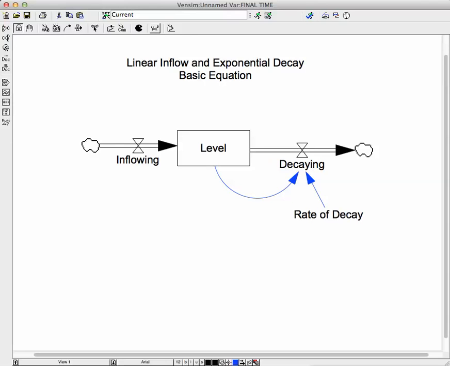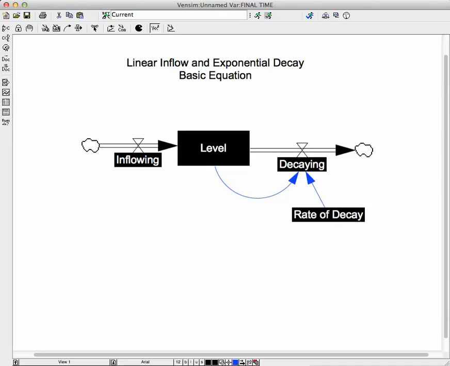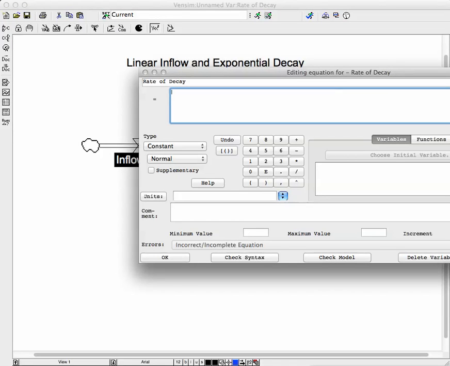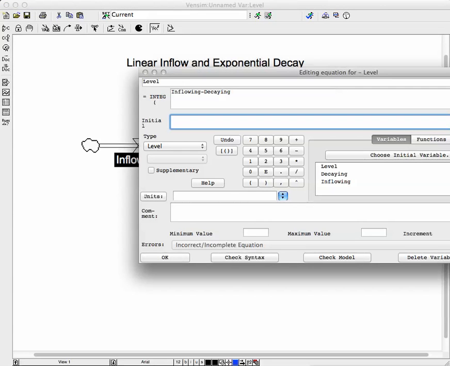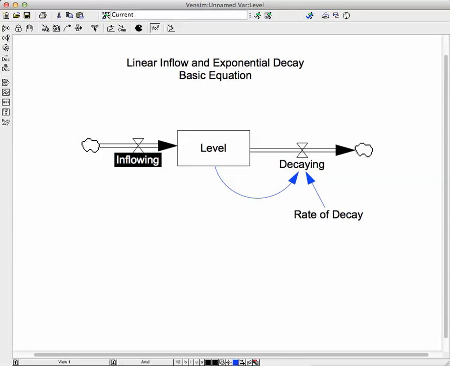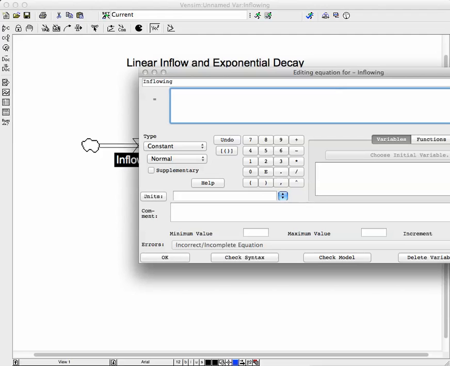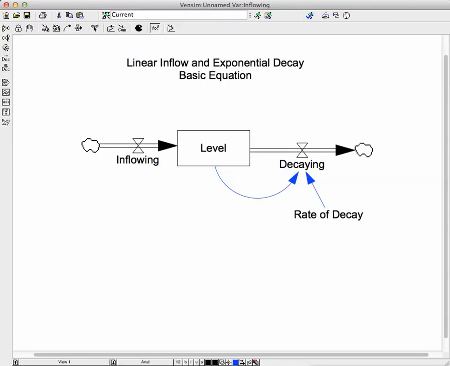So the equations we're going to check the equations here. So we're going to have a rate of decay of some number, let's say 5. And then we're going to put in the equation. We're going to take the level and divide it by the rate of decay. The level, we need a non-zero value, so we're going to put in 50. And then for the inflow, we're going to put in 10.